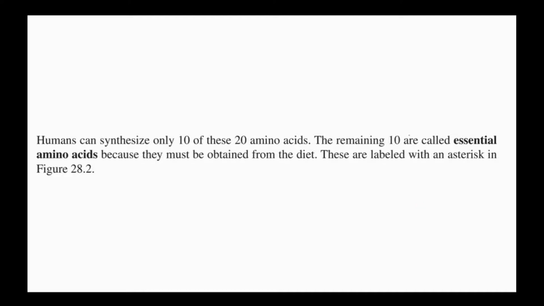Humans can synthesize only 10 of the 20 amino acids. So the human body can synthesize 10 of the 20. The remaining 10 are called essential amino acids because they must be obtained from the diet. The 10 amino acids which are made in our body are called non-essential, and the 10 amino acids that we need to obtain from the diet, like eating food, carbohydrates and other things, and proteins, are called essential amino acids.